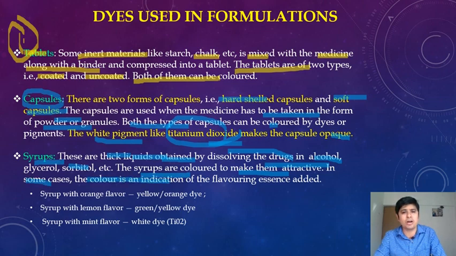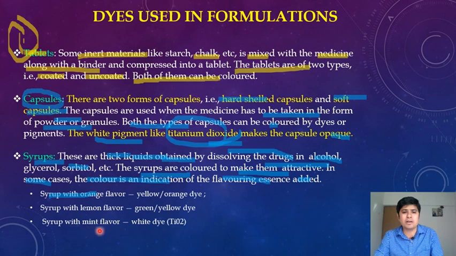See here, in some cases the color is an indication of the flavoring essence added. By looking at the color of that syrup, we can say which flavoring essence is added. Syrup with orange flavor has yellow or orange dye. Syrup with lemon flavor has green or yellow dye.